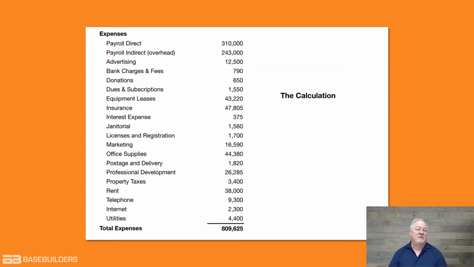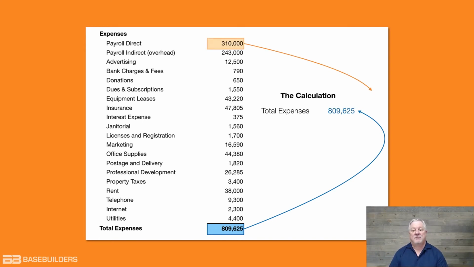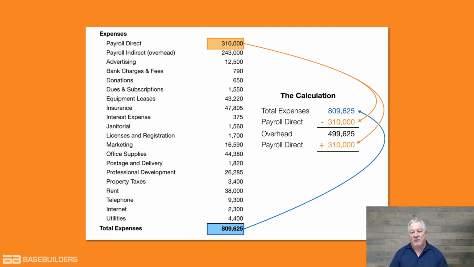Now, let's do the calculation. It's really quite simple. You're going to take your total expenses, then you're going to subtract from that your direct payroll. That gives you how much overhead you had. So in this instance, we have just under $500,000 of overhead. Now we're going to divide that overhead by the direct payroll, and we'll come up with our overhead factor of 1.61. That's how simple it is to do.